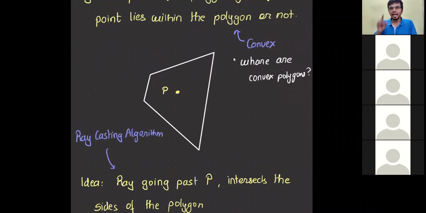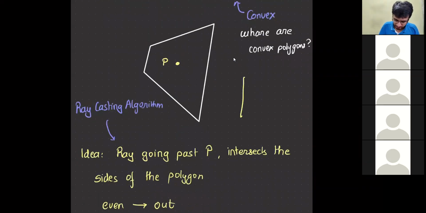So the type of polygon we're talking about is a convex polygon. In a convex polygon, you pick any two points within the polygon and draw a line, and the line also remains within the polygon. So this is a convex polygon, and a concave polygon is something like this. If I pick these two points, the line lies within the polygon. But if I pick these two points, the line crosses the polygon and is partially outside of it. So this one is a concave polygon, while the other is a convex polygon.